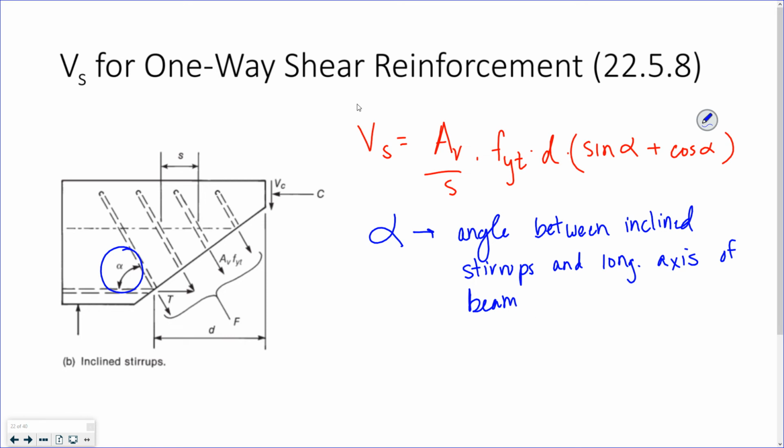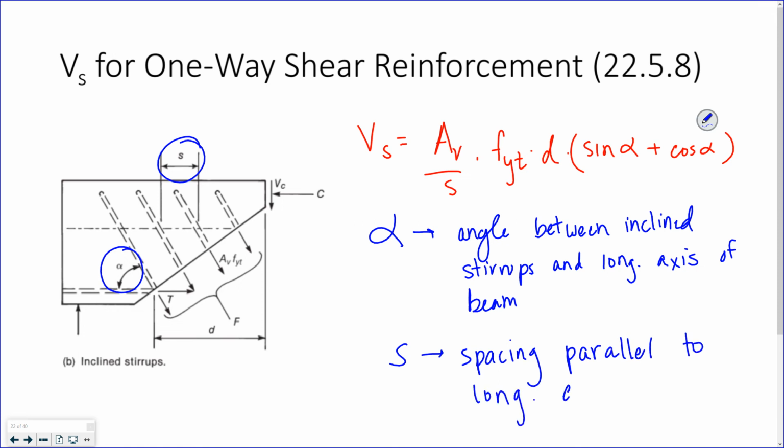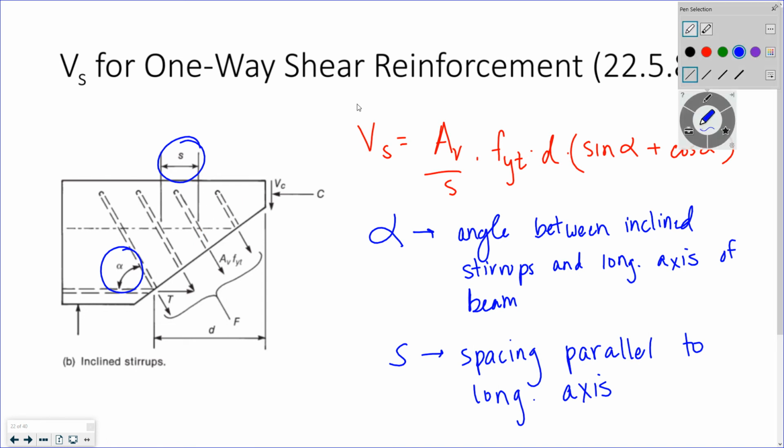And your spacing s is still, you notice it's still actually horizontal, right? Or in this case, it's parallel. It's not that, right? It's not that.